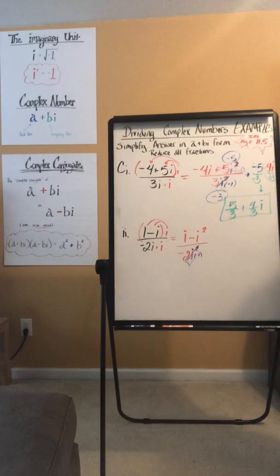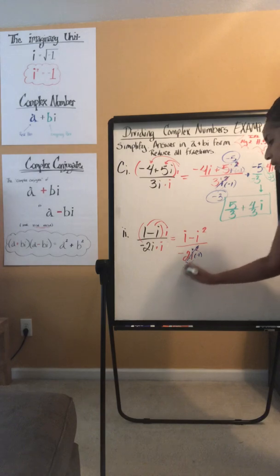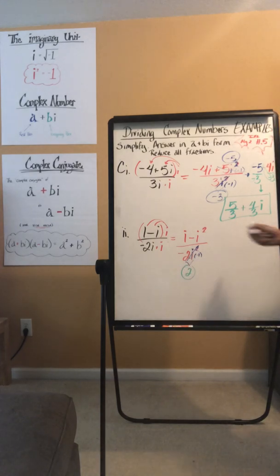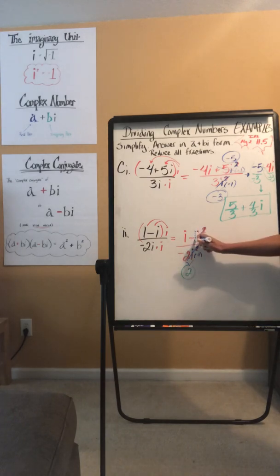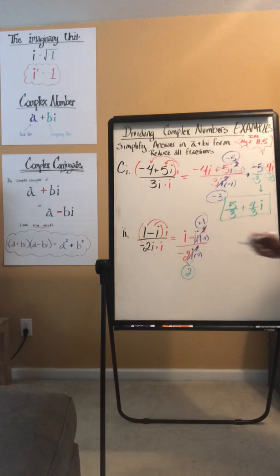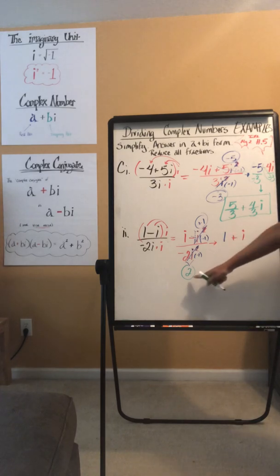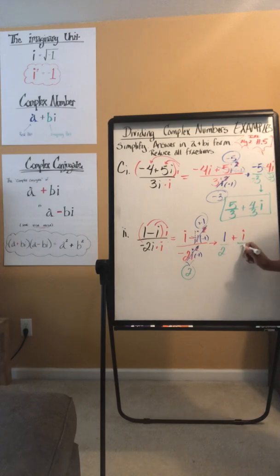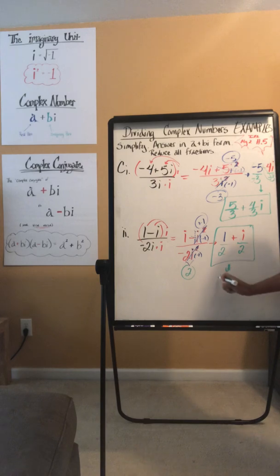So negative 2 times negative 1 makes it a positive 2 in my denominator. My numerator, again, since i squared is negative 1, just changes the sign of its coefficient. This coefficient was a negative 1, so negative 1 times negative 1 is really a positive 1. If I rearrange it and put the real part first, I have a positive 1, and then a positive i. So 1 plus i, and they each get their own denominator, the number 2. You can leave it just like that, or you could write 1/2 plus 1/2 and put the i off to the side. Either way is acceptable.